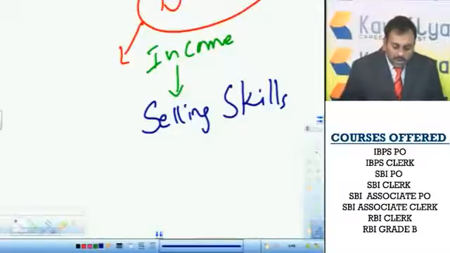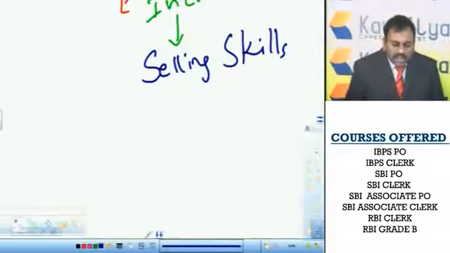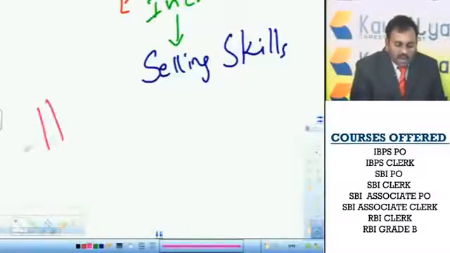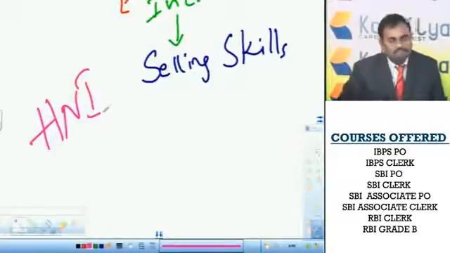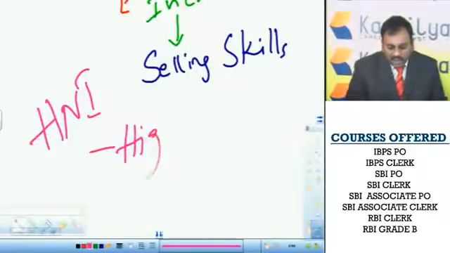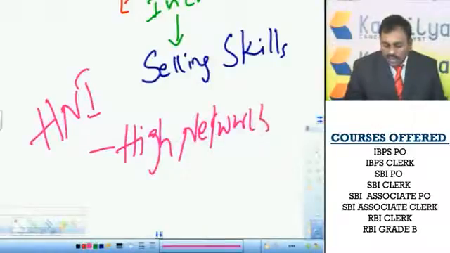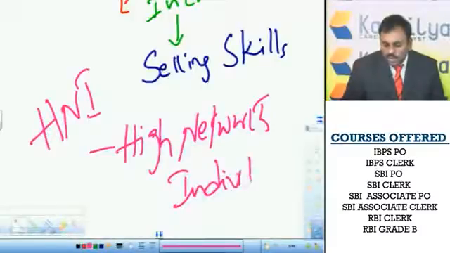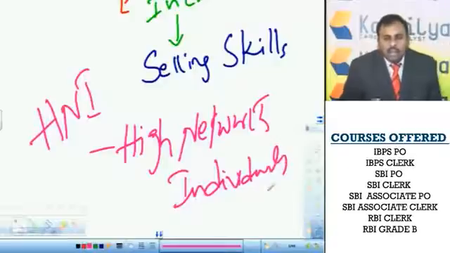For example, to sell a product, we should understand the terminology of banking. We should understand what HNI is in banking. Simple question. What is HNI in banking? HNI means high net worth individuals. What does it mean, my dears? What do high net worth individuals mean? Those customers who have a good amount of money in their hand are called high net worth individuals.